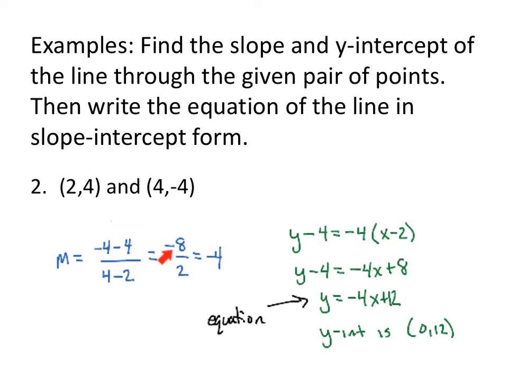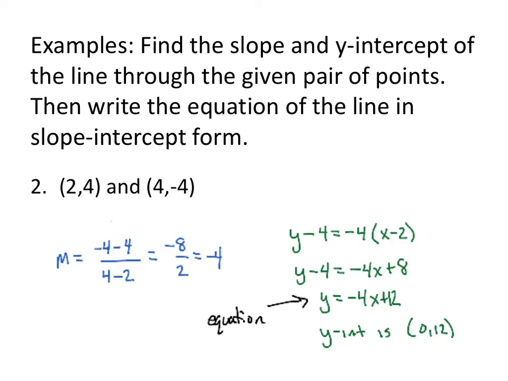Negative 4 minus 4 is negative 8. 4 minus 2 is 2. Negative 8 over 2 is negative 4. This is my slope. Unfortunately, the y-intercept is not given, and if it's not given, we have to find it. We're going to use the point-slope form in order to get that done.